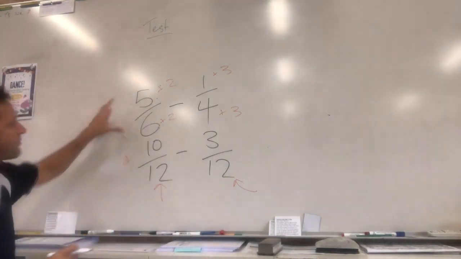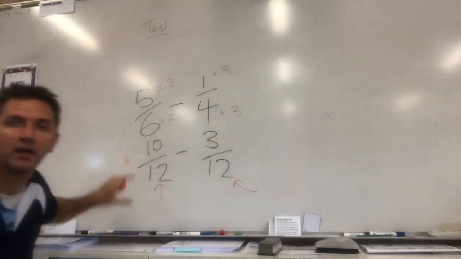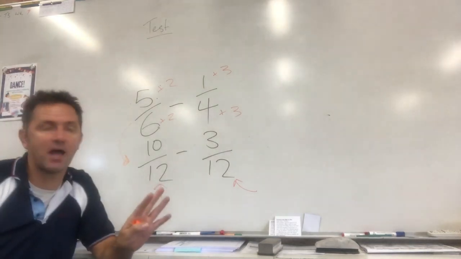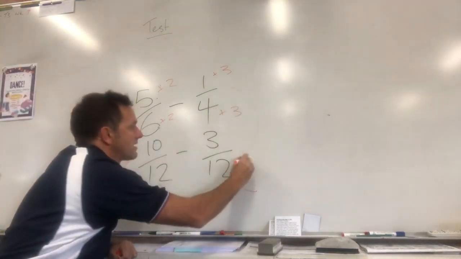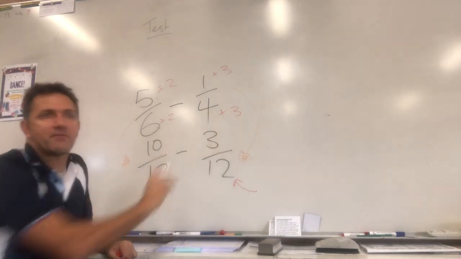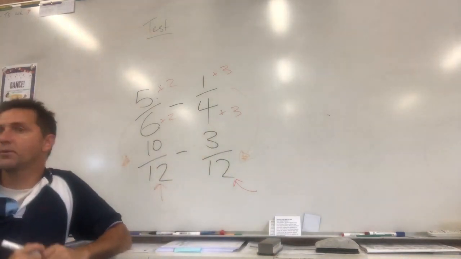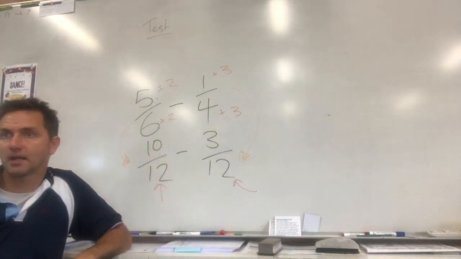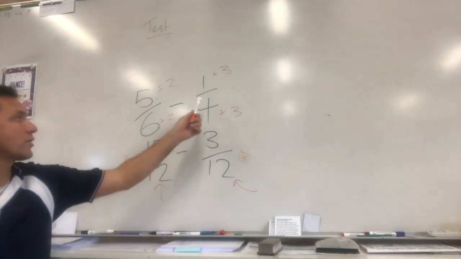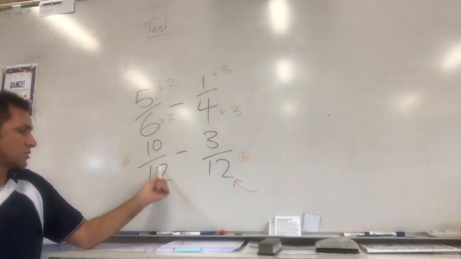It's the same. These fractions are equivalent. They're exactly the same value. These fractions over here are equivalent. They're exactly the same value. They've just been changed into a different language, right? Into a different denominator. We turn the quarters into 12s. We turn the 6s into 12s.